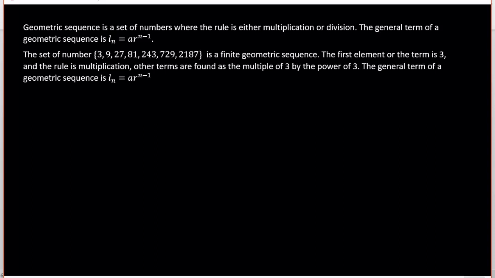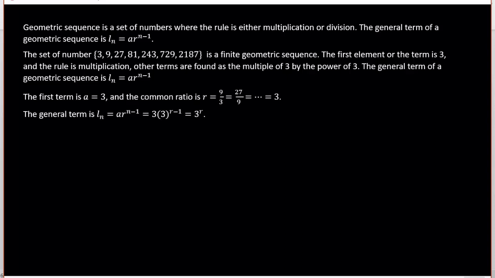The set of numbers 3, 9, 27, 81, 243, 729, 2187. These terms are forming a geometric sequence. The reason is when you divide 9 by 3, you get 3. 27 divided by 9 is still 3. And any two consecutive terms you take, check the ratio, always it is 3. That's why it is a geometric sequence. The first term is 3 and the common ratio is 3.